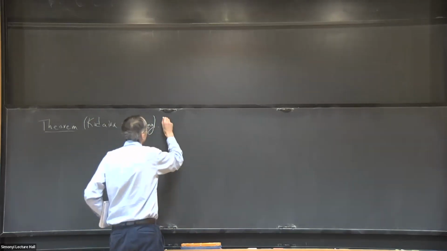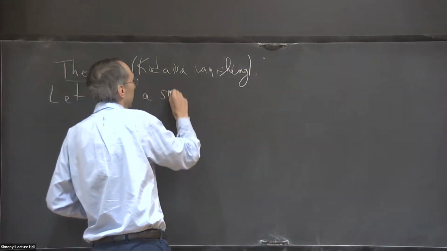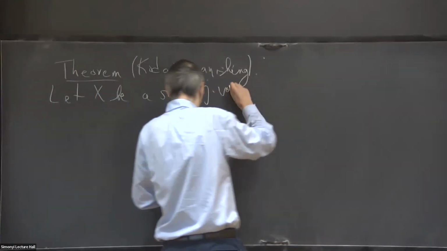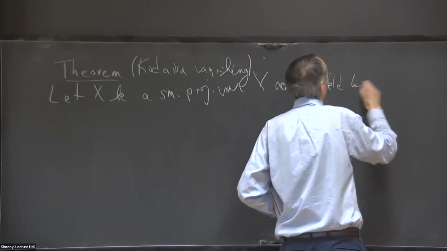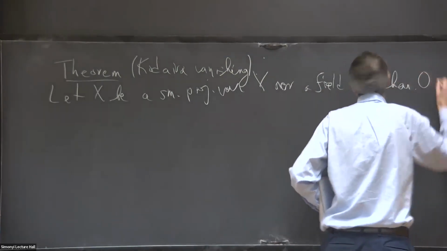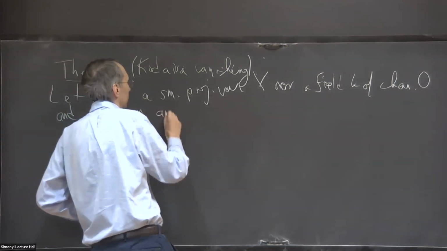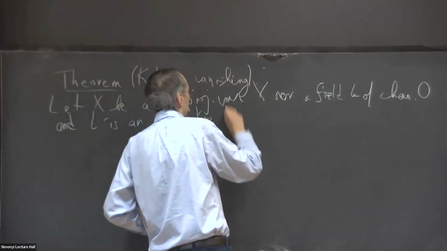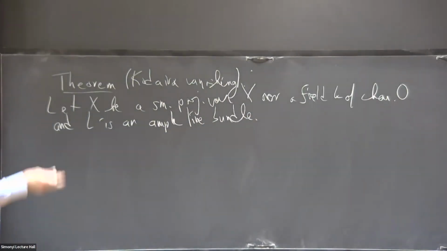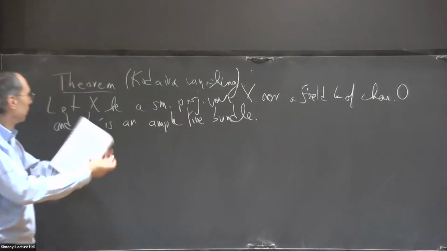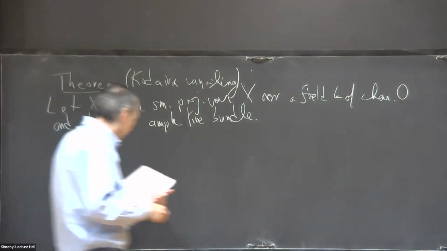the basic statement in characteristic 0 is that if you have a smooth projective variety X in characteristic 0, and we have an ample line bundle L. That means that powers of L have a lot of global sections, enough to embed X in projective space, but you might not know that L itself has any sections.